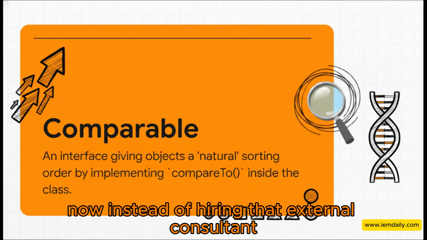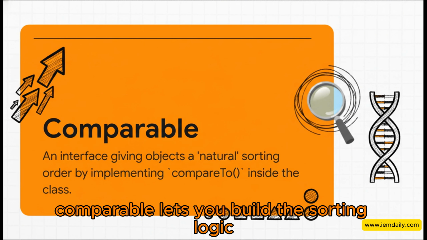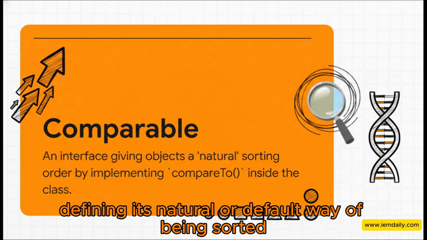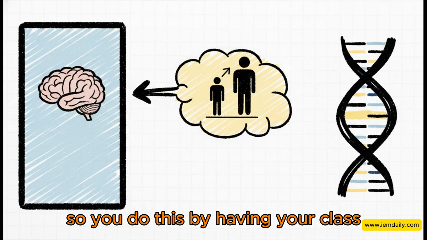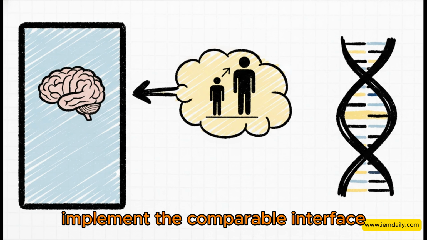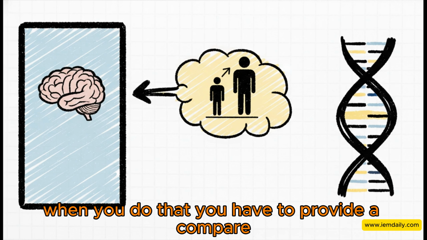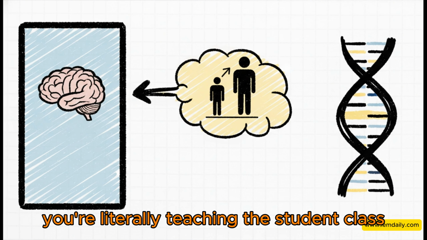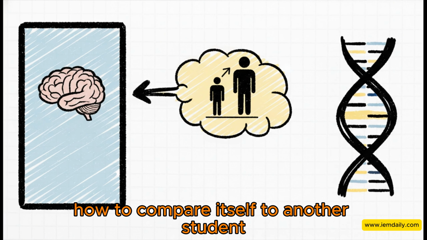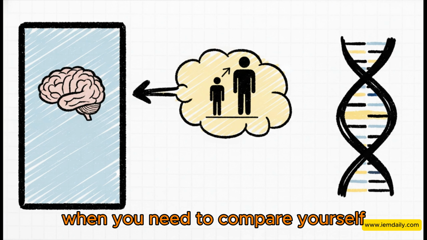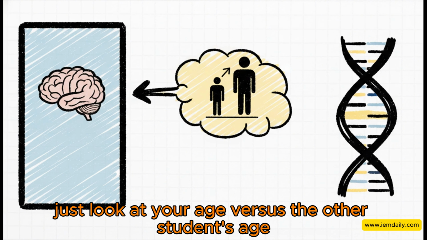Now, instead of hiring that external consultant, Comparable lets you build the sorting logic directly into the object's DNA. You're basically defining its natural or default way of being sorted. So you do this by having your class, in this case Student, implement the Comparable interface. When you do that, you have to provide a compareTo method. And inside that method, you're literally teaching the Student class how to compare itself to another student. Here, we're saying, hey, when you need to compare yourself, just look at your age versus the other student's age.